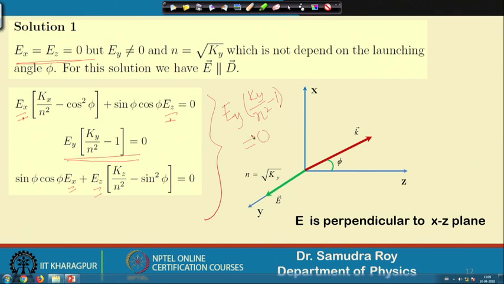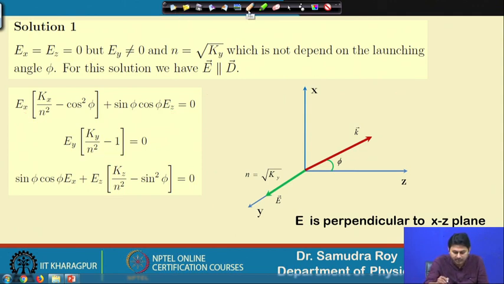This is the equation I have. From this equation, if E y is not equal to 0, that means big K y, like the previous case, will be equal to n square. So, that means the refractive index along y direction is root over of K y. This is the refractive index along this direction.